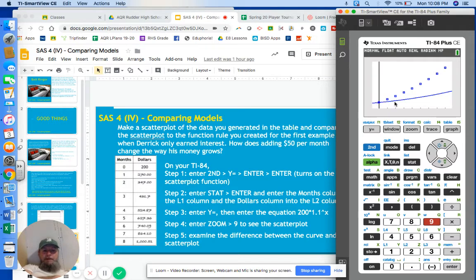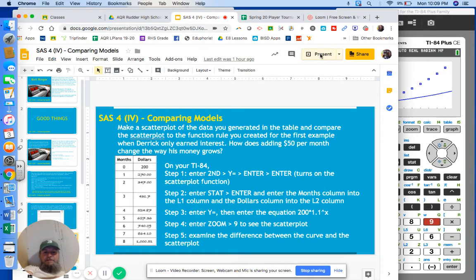times 1.1 to the x, it grows rather slowly when you compare it to when Derek puts the extra $50 every month. That extra $50 seems to help a lot. It still grows in an exponential fashion, but it's a little different from exponential. So let's continue on.